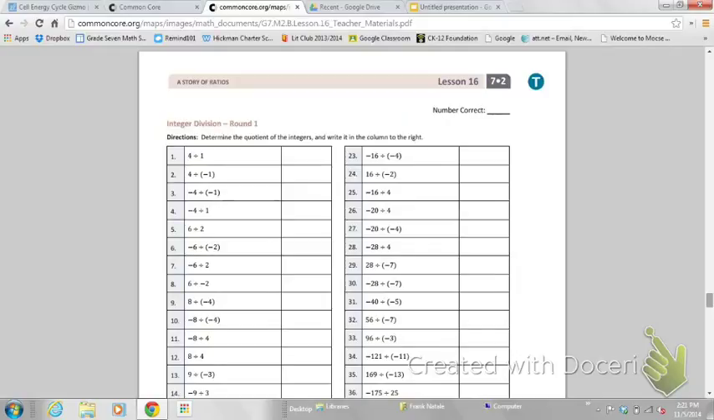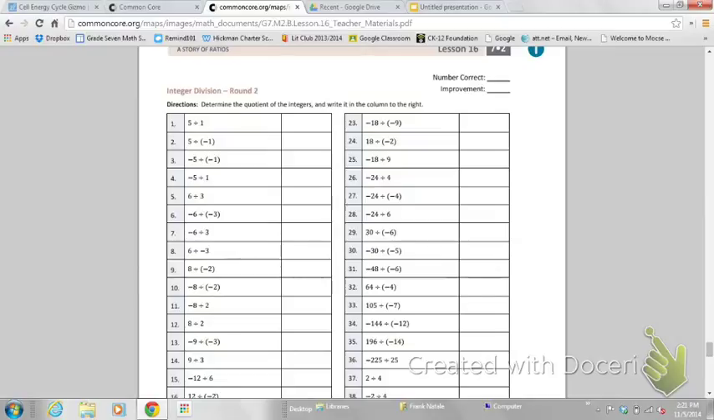Go ahead and count up your number correct. Put it on the line there, and go ahead and turn over and get your round 2 integer division sheet. And we will go ahead and do round 2. Again, we're going to put our number correct and find our improvement. And again, that's what we're all about here, is improvement. So get ready. On your mark, get set, go.